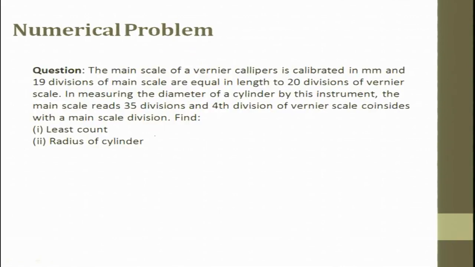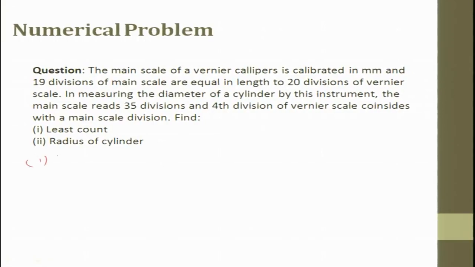Let us take one more problem to solve. The main scale of a vernier caliper is calibrated in millimeter, and 19 divisions of the main scale are equal to 20 divisions of the vernier scale. In measuring the diameter of the cylinder by this instrument, the main scale division reads 35 divisions, and the fourth division of the vernier scale coincides with a main scale division. Find LC and find the radius of the cylinder.